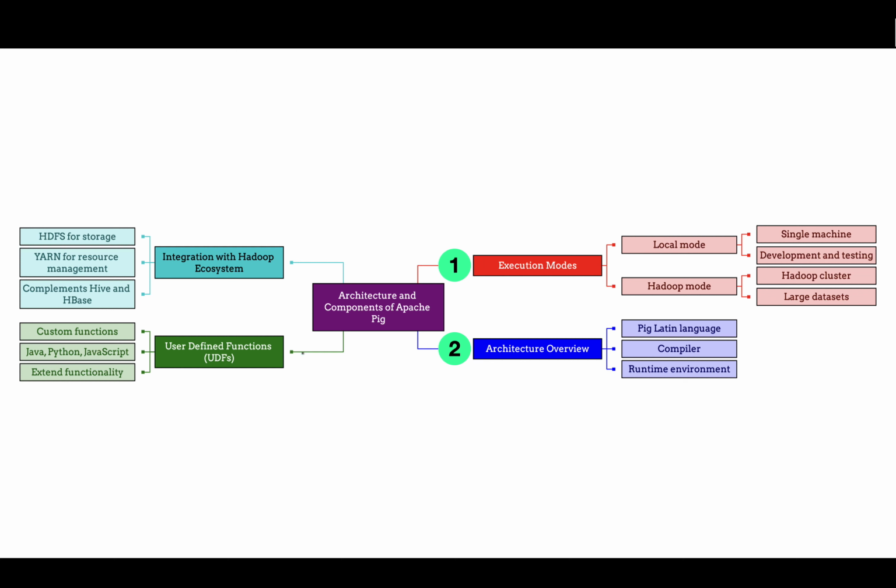3. User-defined functions, UDFs. Pig supports UDFs, which allow users to write custom functions in Java, Python, or JavaScript to extend Pig's functionality for specific requirements. 4. Integration with Hadoop ecosystem. Pig integrates seamlessly with the Hadoop ecosystem, including HDFS for storage and YARN for resource management. It complements other Hadoop tools like Hive and HBase.